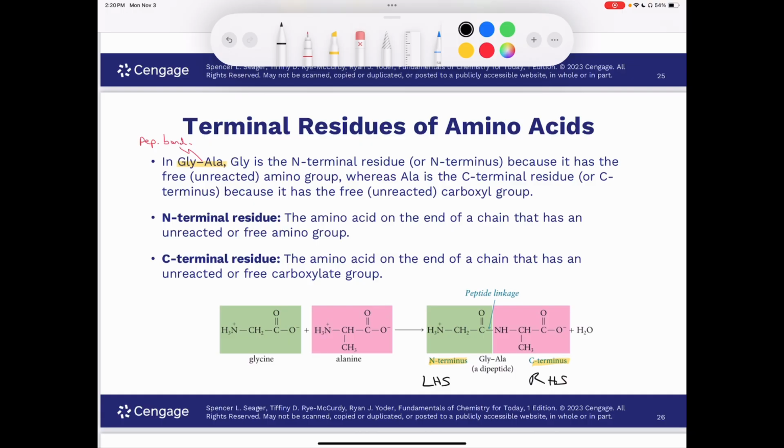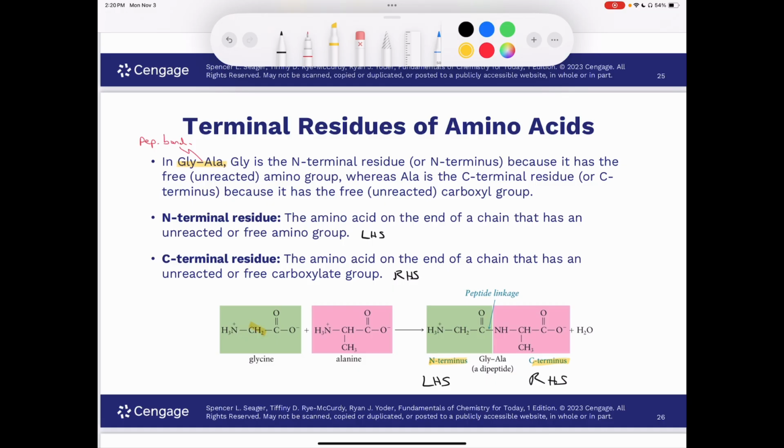So N-terminal residue, the amino acid on the end of the chain that has an unreacted or free amino group. And I'll repeat, N-terminus is on the left-hand side, and the C-terminus or C-terminal is the amino acid on the end of the chain that has an unreacted carboxylate, and we put that on the right-hand side, okay?